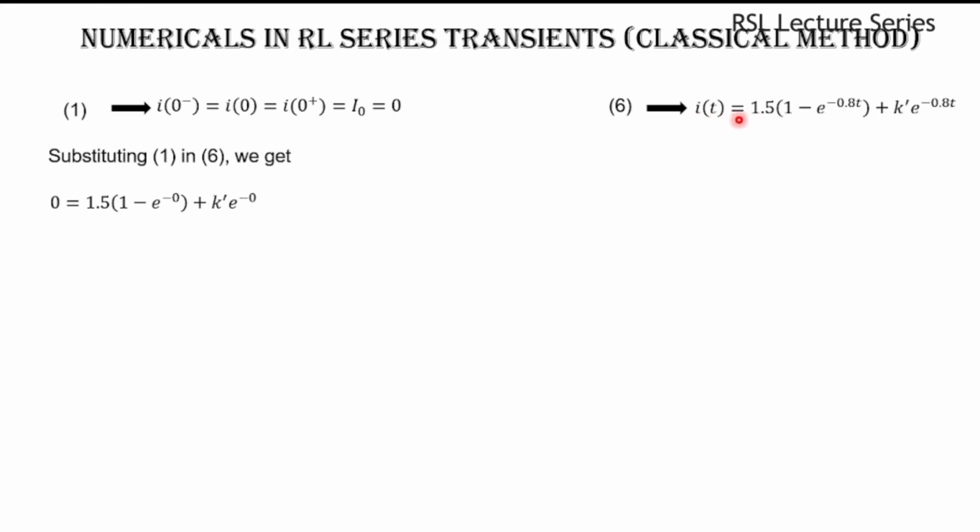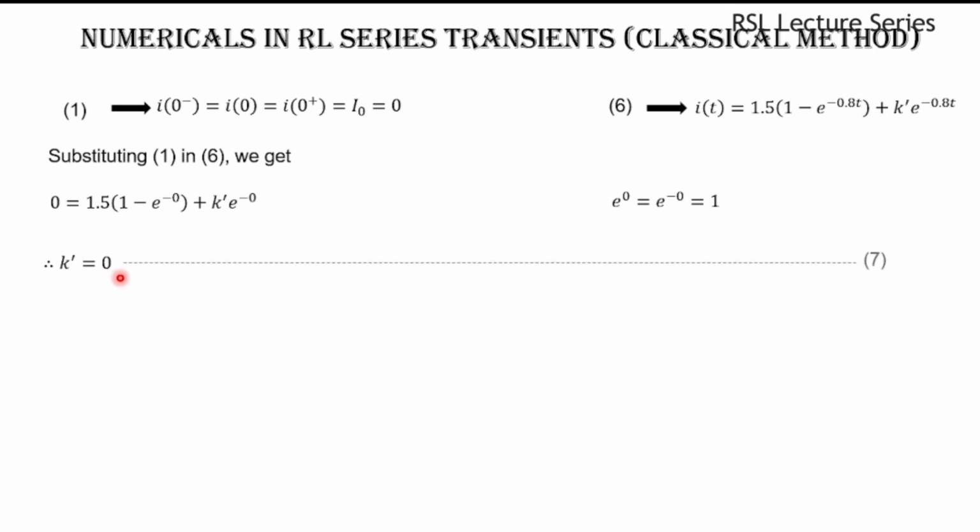So here we will get I of 0 is equal to 1.5 into 1 minus e power minus 0.8 into 0, plus k dash into e power minus 0.8 into 0. Okay. So I of 0 we already know is equal to 0. So 0 is equal to 1.5 into 1 minus e power minus 0, plus k dash into e power minus 0. So e power minus 0 or e power 0 will be equal to 1. So if we substitute 1 here, 1 minus 1 will be 0. Here k dash into 1. So k dash value will be equal to 0.